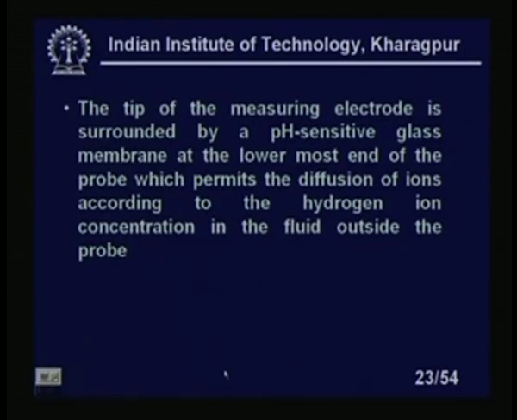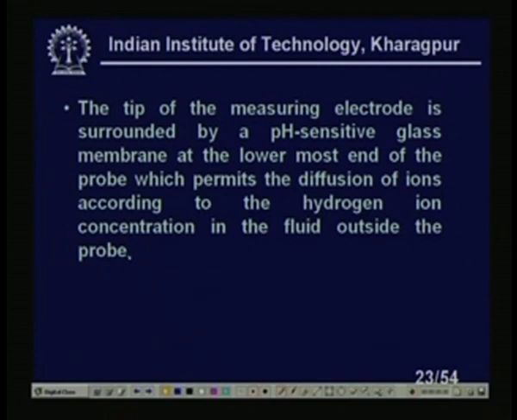So the tip of the measuring electrode is surrounded by the pH sensitive glass membrane at the lowermost end of the probe, and which permits the diffusion of ions according to the hydrogen ion concentration in the fluid outside the probe. Actually there should be a full stop here, anyway.